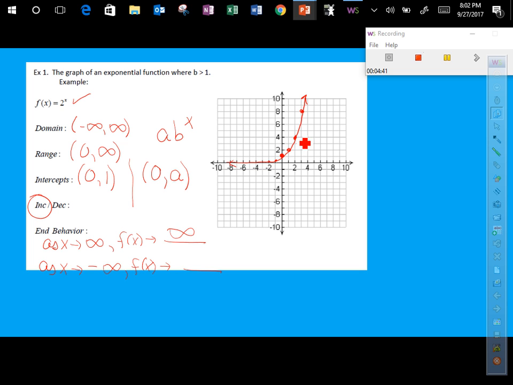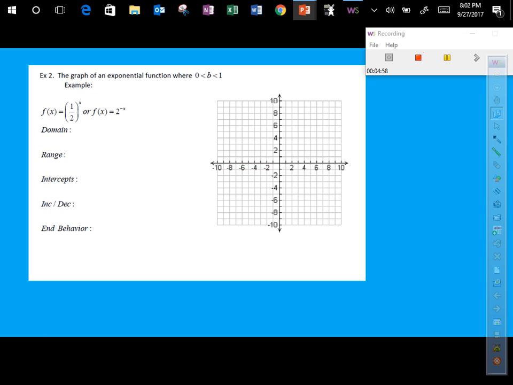As you look to the left, though, it's approaching 0 this time. Last time it was approaching infinity or negative infinity. So there's an example of exponential growth.